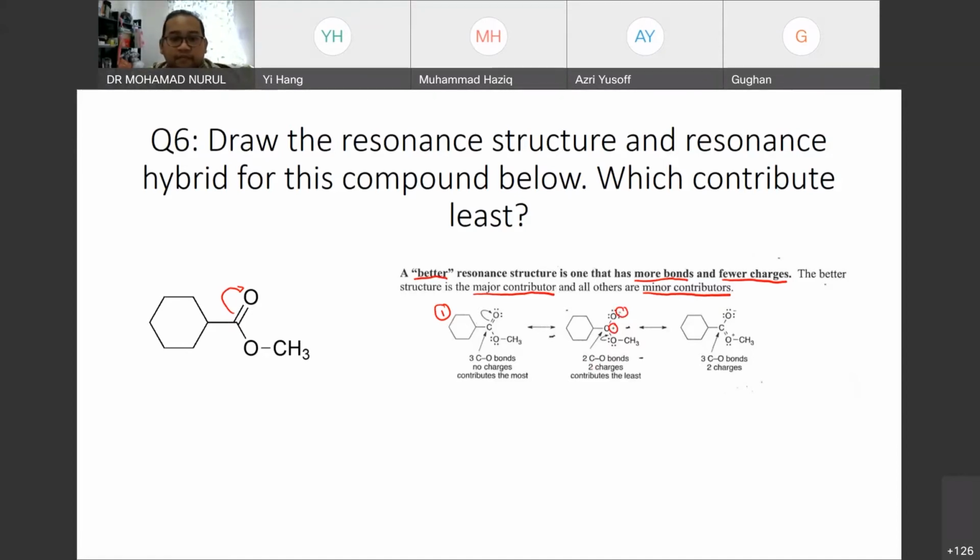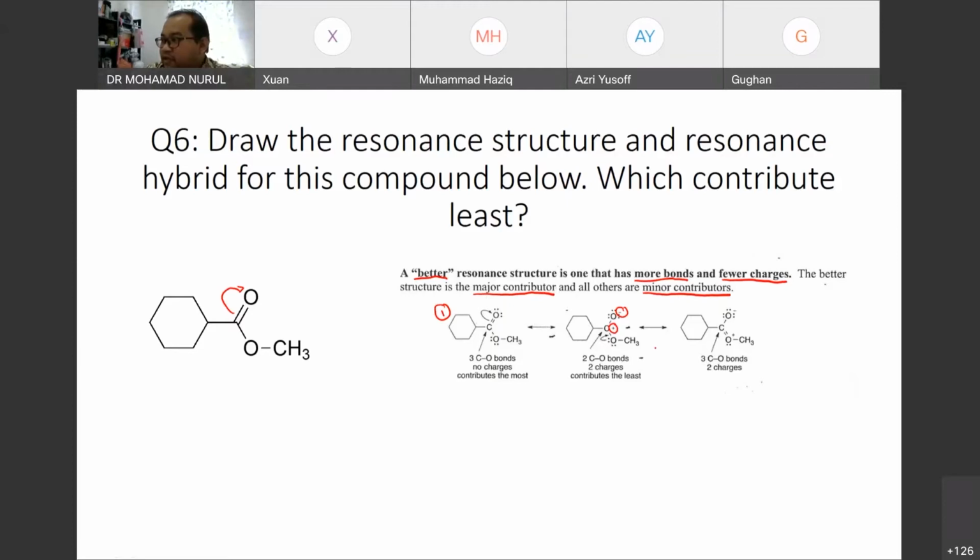Doctor, which one is the resonance hybrid? This is not yet the resonance hybrid. This is only the resonance structures. Wait, this one. Let me finish the last one.